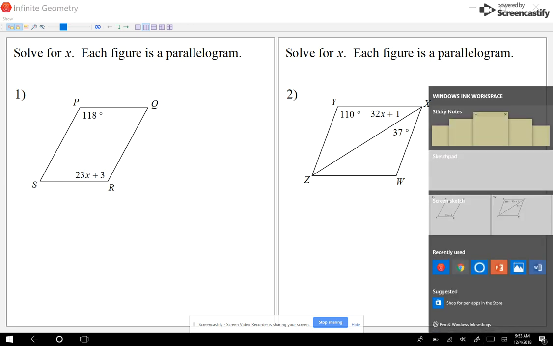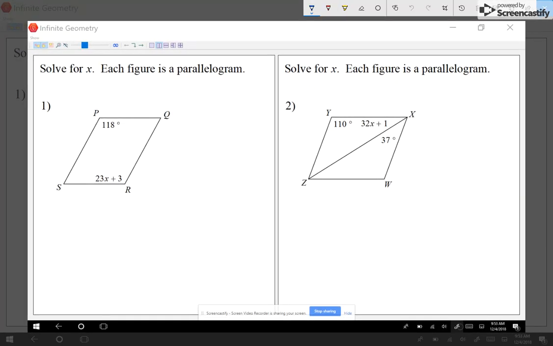All right, so when it comes to parallelograms, one thing that we need to know is that adjacent angles are connected with a side. So if I was looking at angles P and Q, adjacent angles, they're not equal, they add up to 180.